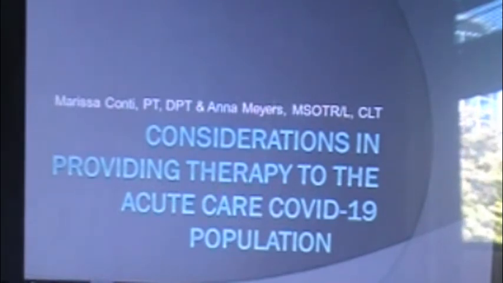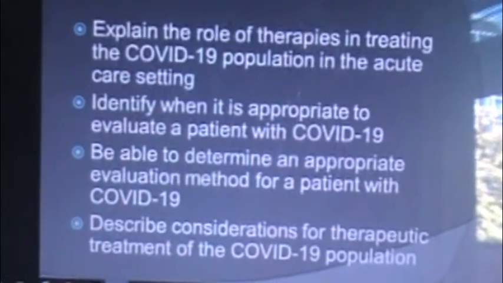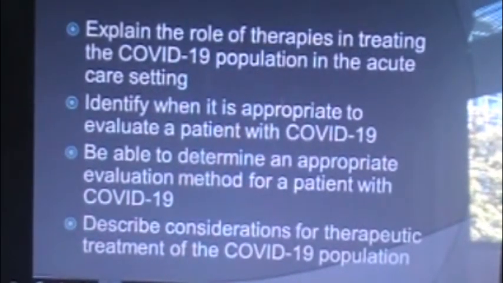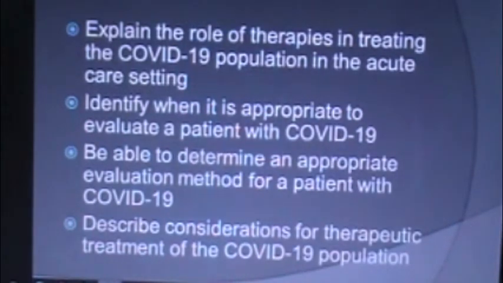Welcome everybody. Marissa and I will be presenting today about considerations in providing therapy to the COVID-19 population in acute care. So today we're going to explain the role of physical and occupational therapies in treating the COVID-19 population, specifically in the acute care setting. We will be able to identify when it's appropriate to evaluate a patient with COVID-19 and determine an appropriate evaluation method for a patient with COVID-19, as well as describe some considerations for therapeutic treatment with this population.